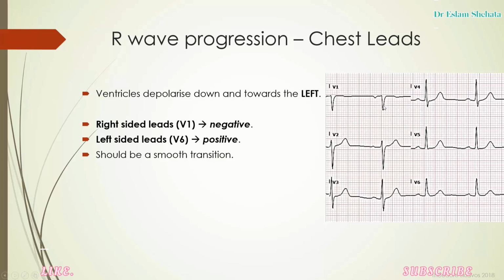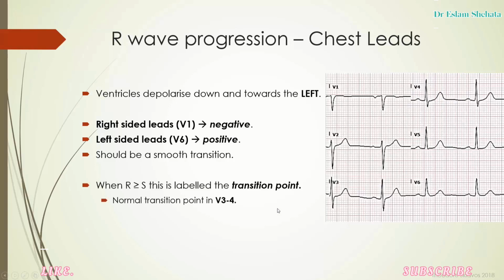So it's predominantly negative with a small R wave just there. That R wave gets bigger, and then bigger again in V3, bigger again, and we've lost a bit of S wave until we're entirely positive by the time we get around here. So this is an example of good R-wave progression. Now, when the R wave is equal to or greater than the S wave, then we label this point as the transition point, and normally it occurs somewhere in the middle, V3 or V4, the middle two chest leads.